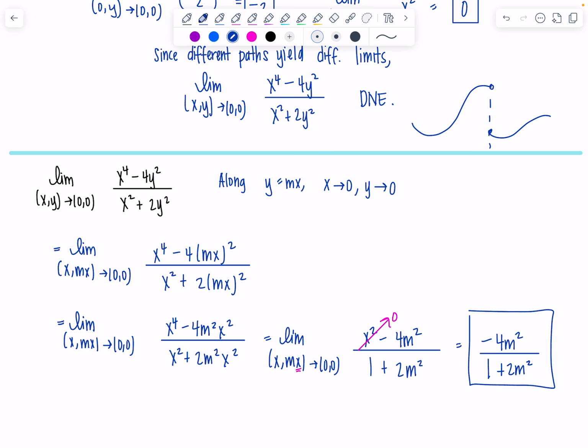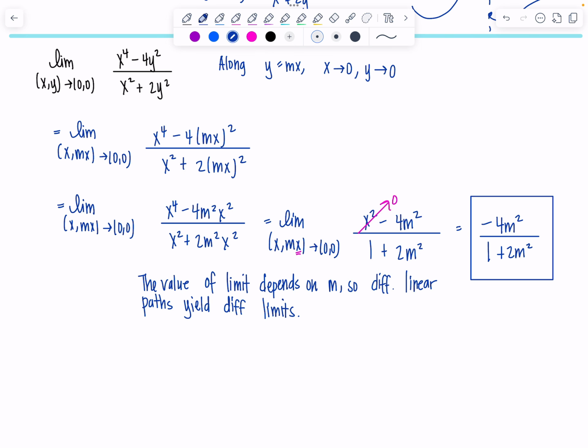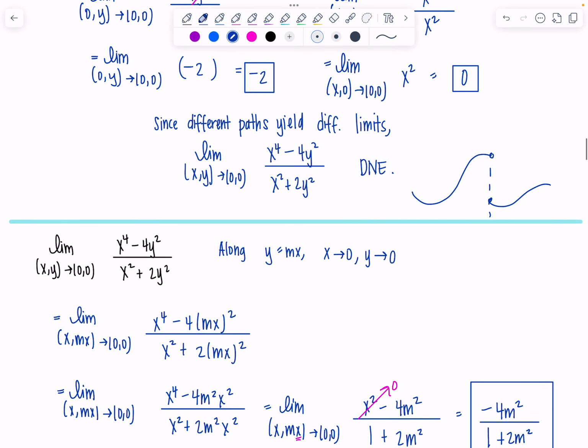So what does that tell me? Oh, I didn't want that. I wanted to box it. Well, this tells me the value of the limit is dependent on what? On m, the slope. So different linear paths will yield different limits. Therefore, the limit doesn't exist. I don't feel like rewriting it.